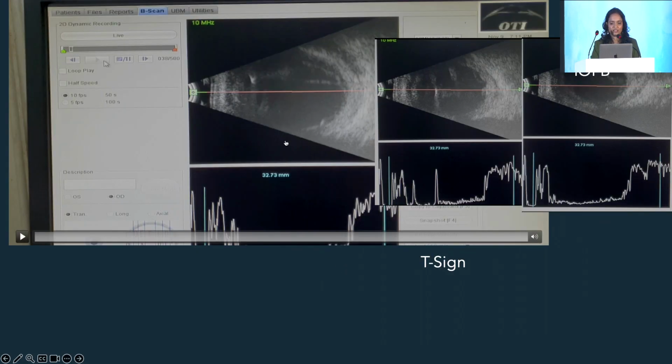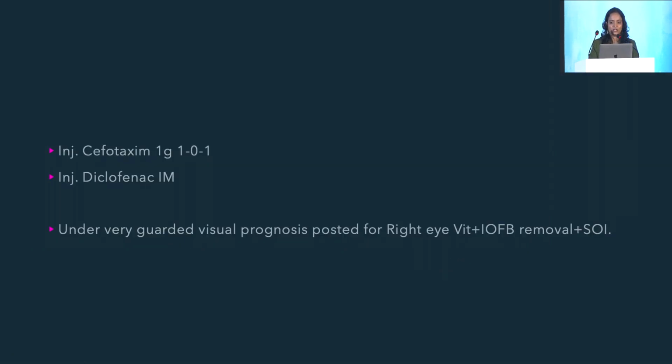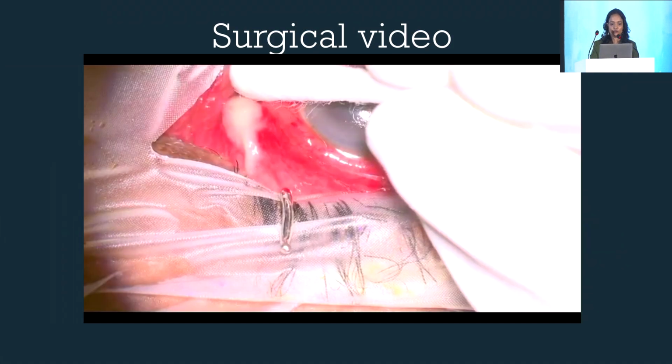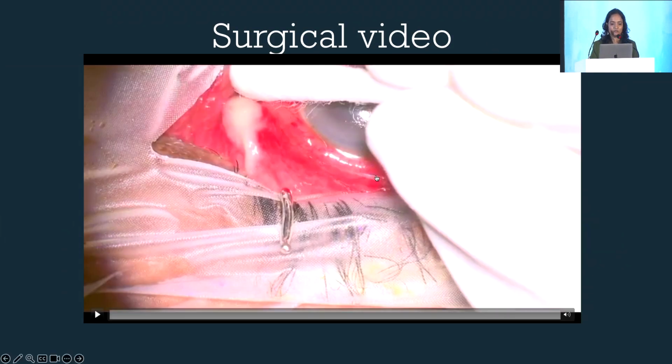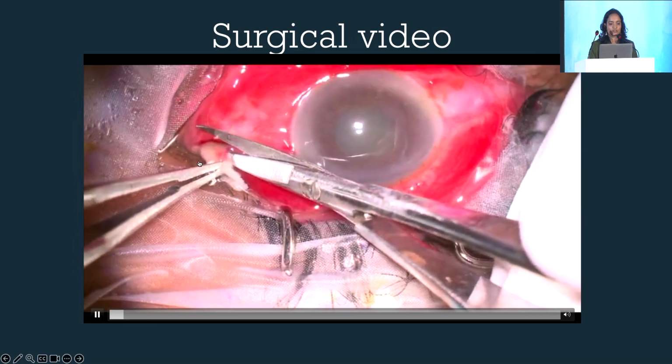There are a lot of exudates, and here you can see a T sign. So this is a very infected case, and it is a panophthalmitis, and it has an intraocular foreign body. Now the preoperatively systemic cover was given of antibiotics, painkillers, and the patient was explained very guarded visual prognosis, and the surgery was started. We can see that there is an entry wound through which there is a necrotic retina which has already come out.